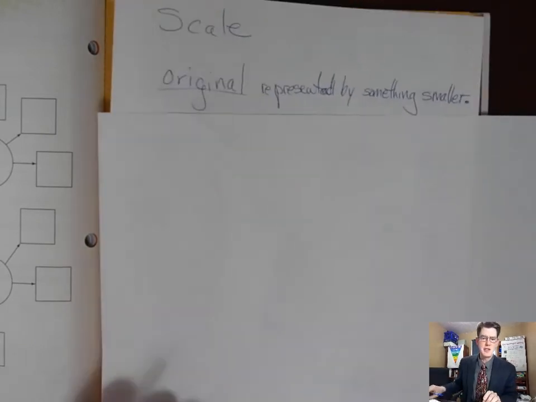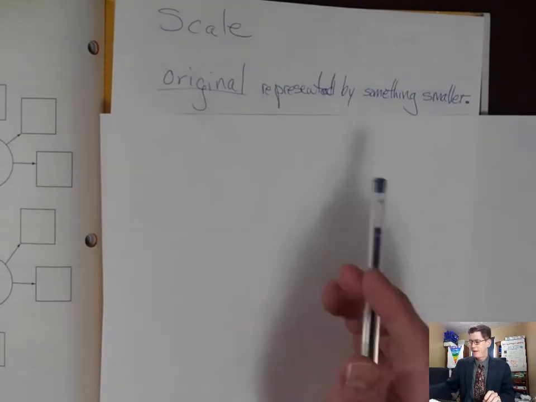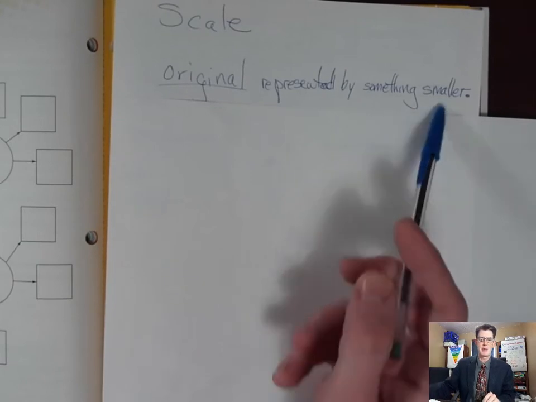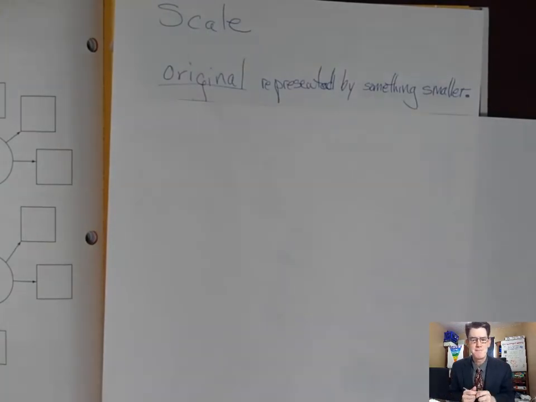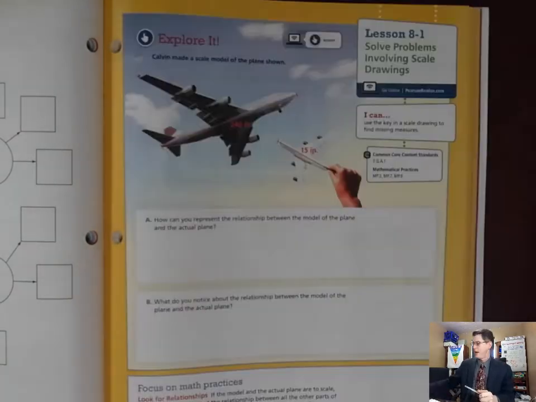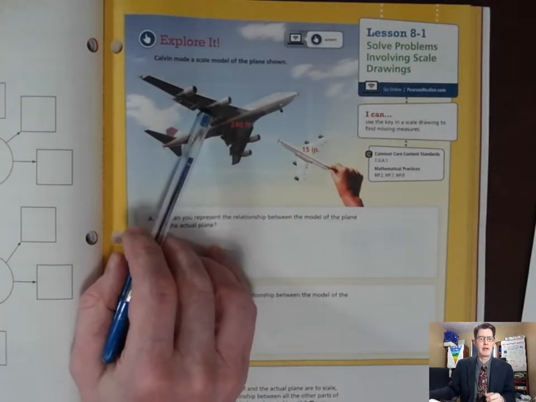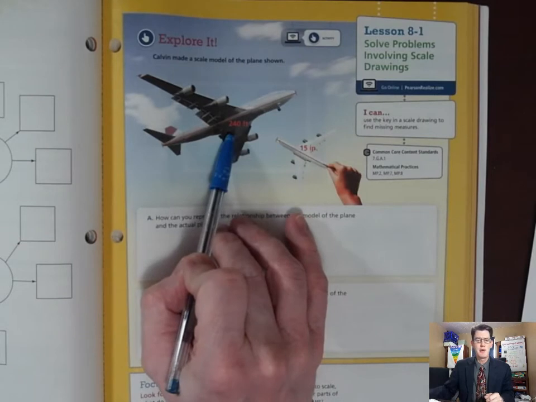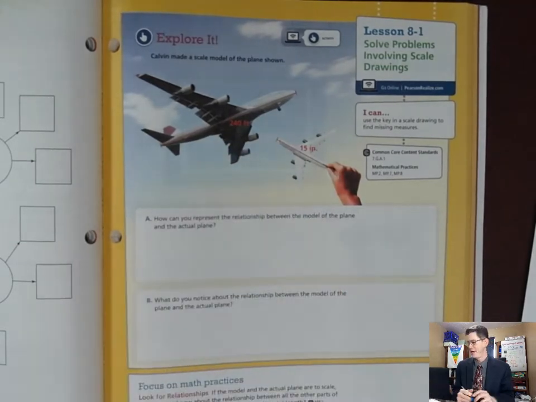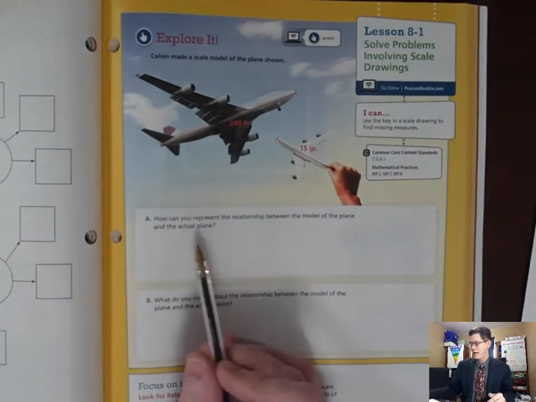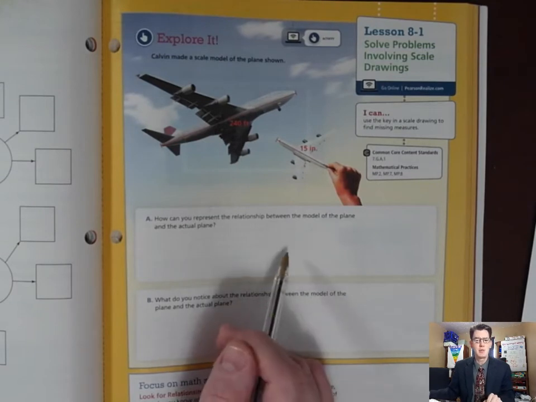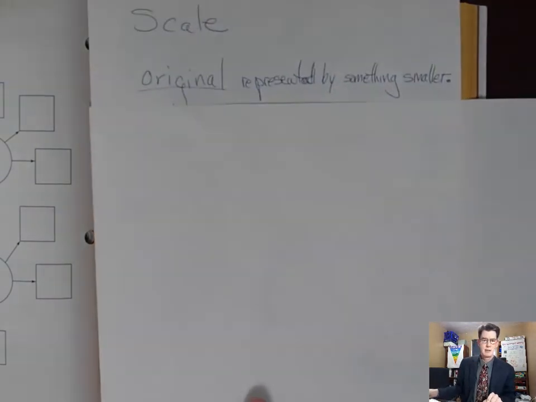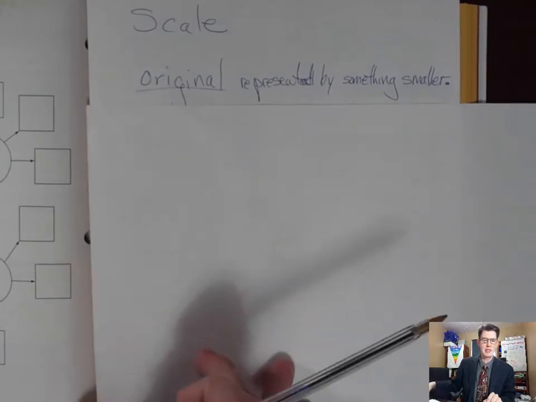On these notes, write this down. Hit pause until you've got it written down. The scale is simply an original item represented by something smaller. So pause now and write that down. An example of this is an airplane. You've got an actual airplane, but some might have a model airplane. And in your book, it says it's 240 feet and represented by 15 inches. Well, how can you represent the relationship between those things? Well, we're going to talk about the different ways you can represent a scale factor today.